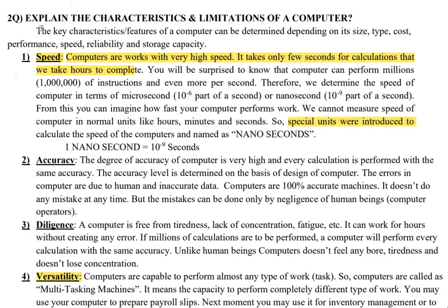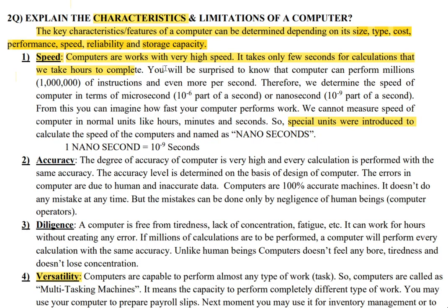Explain the characteristics and the limitations of a computer. There are 8 characteristics we are having. The key characteristics of a computer can be determined depending on the size, type, cost, performance, speed, reliability, and storage capacity. So how can we measure a computer's characteristics? It depends on the size, type, cost, performance, speed, reliability, and storage capacity.